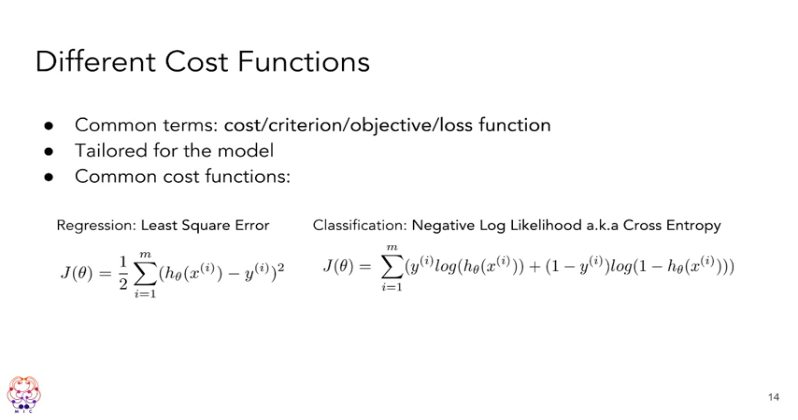So there are different cost functions. And in blog posts, tutorials, and papers, you're going to see this referred to by different names. So you have cost, criterion, objective, loss function. They're basically all referring to the same idea, that you're measuring the error, you're measuring that distance. That's going to give you a quantitative explanation of how good or how bad this model is. So the cost functions are going to be tailored per the model.